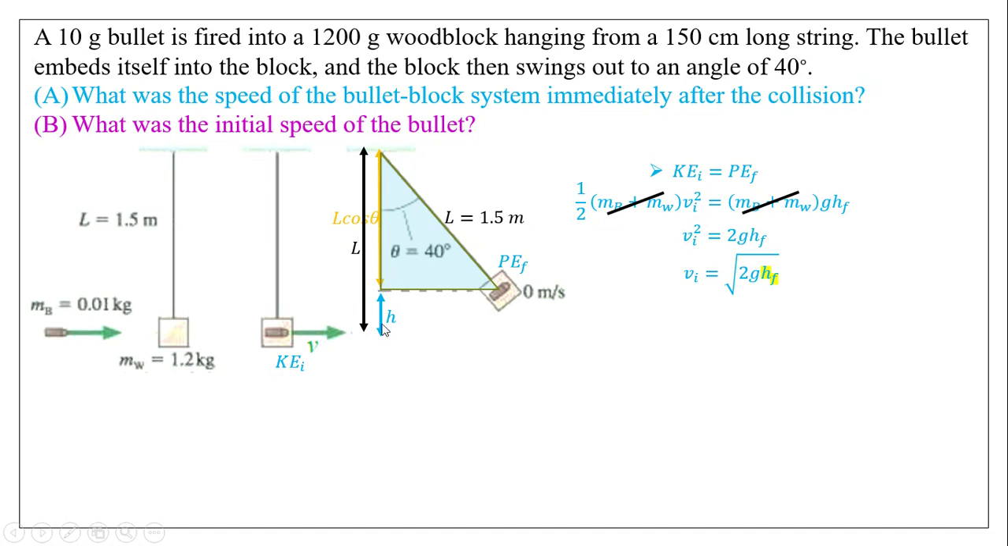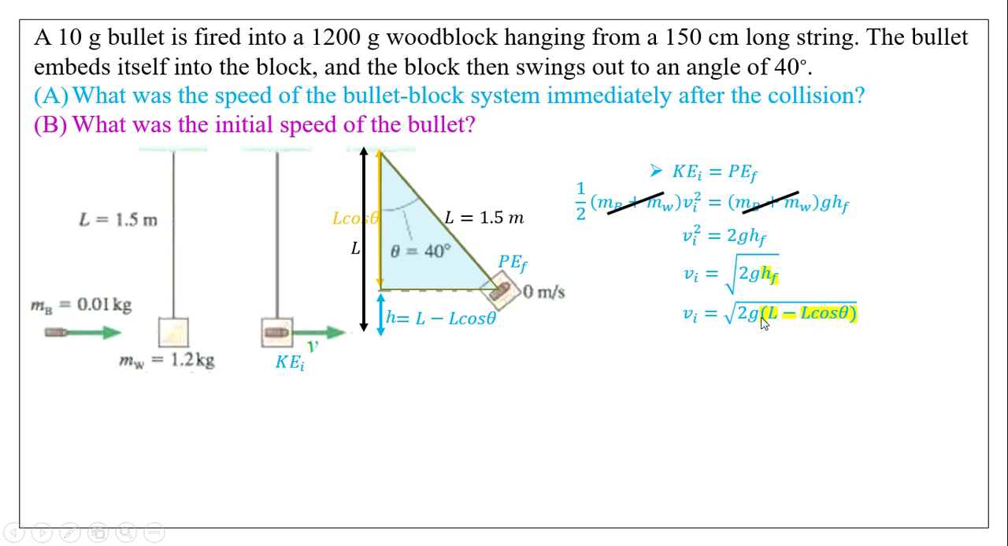So using common sense, I can just go ahead and find H. H would simply be the whole entire length, which is L, minus L cosine theta. So H is simply L minus L cosine theta. Once I know what H is, I can plug it in for this function underneath the radical sign. So VI is simply the radical of 2GH, H being L minus L cosine theta.